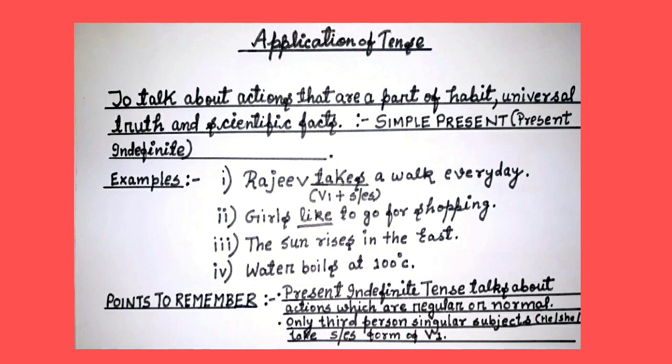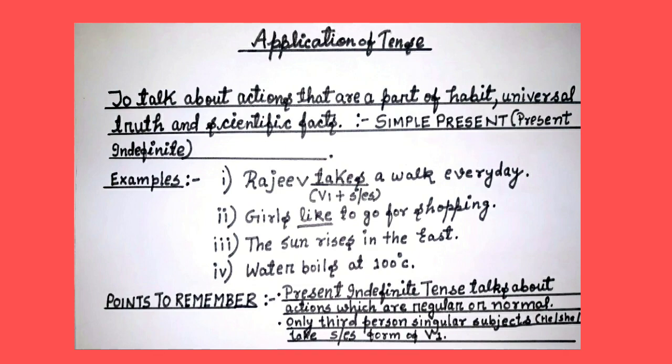So, when we talk about actions that are a part of habit, universal truth, and scientific facts, we use simple present or present indefinite tense. In other words, simple present or present indefinite tense talks about those actions which are a part of routine, which are a part of habit. It also talks about customs and traditions. Let us take some examples to understand it in a better way.